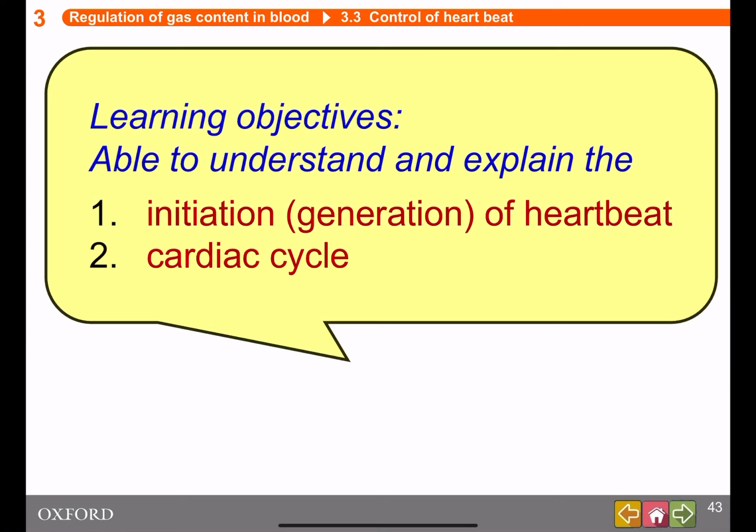Okay, to recap, in this video clip we have learned the generation of heartbeat and the events of the cardiac cycle. Now you can continue to watch the other two video clips, first about the initiation of heartbeat and the second one about the cardiac cycle. These are good animation video clips.